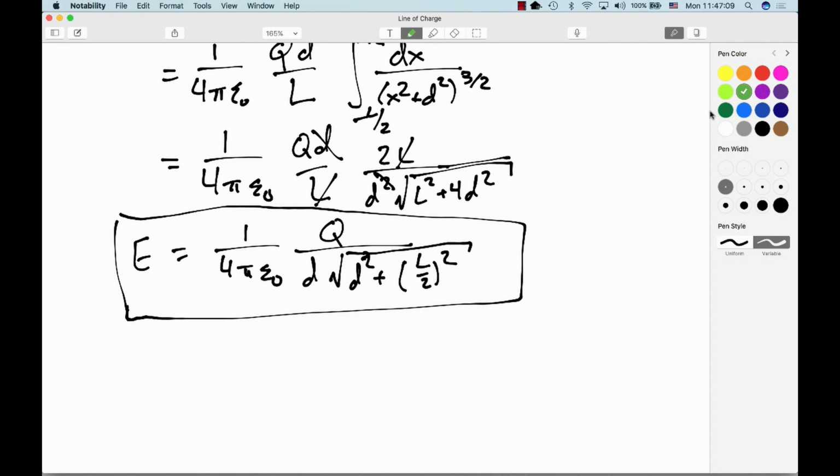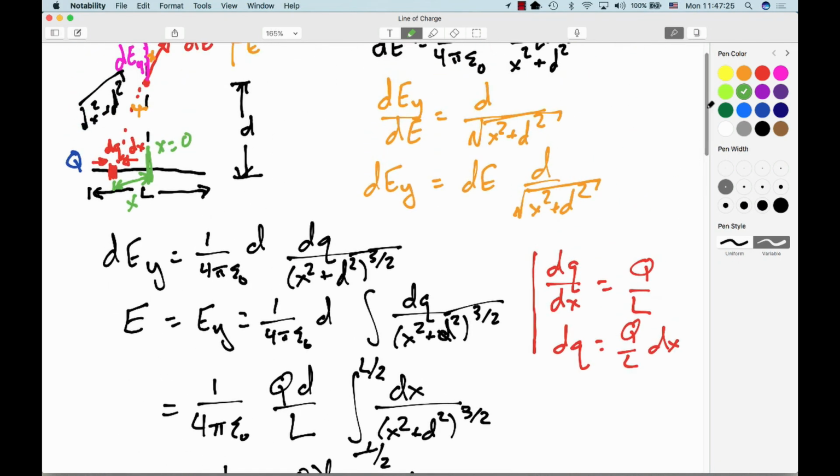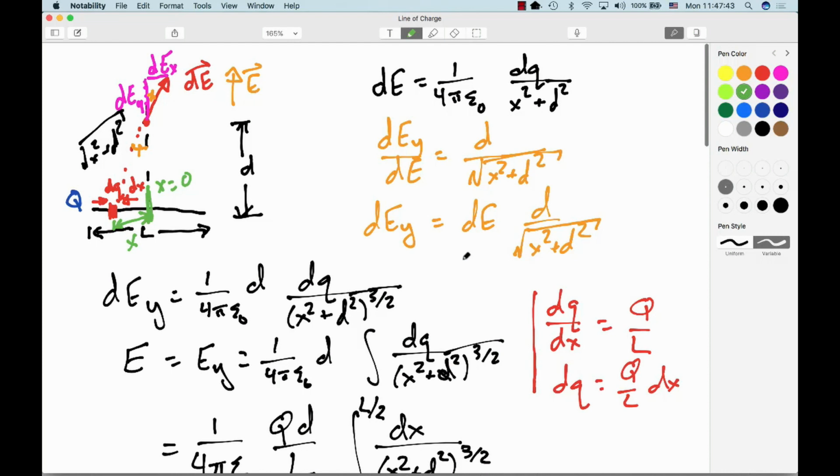Then the other sanity checks that we should do would be to ask what happens in the limiting cases. Thinking about the limiting case where d is really small, that would be basically putting you right on top of the charge distribution. You would expect the electric field strength to be infinity, and sure enough, as d approaches 0, this denominator is going to approach 0. The electric field strength is going to go up to infinity. That makes sense.